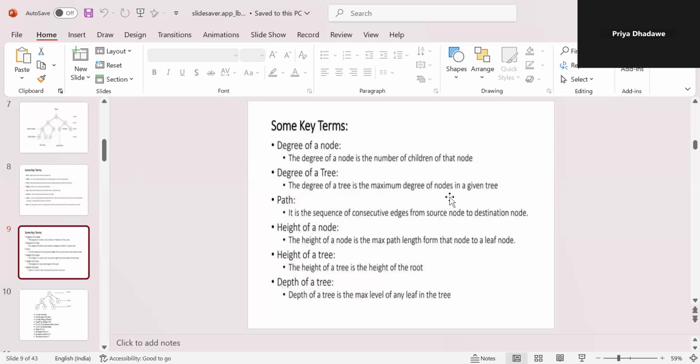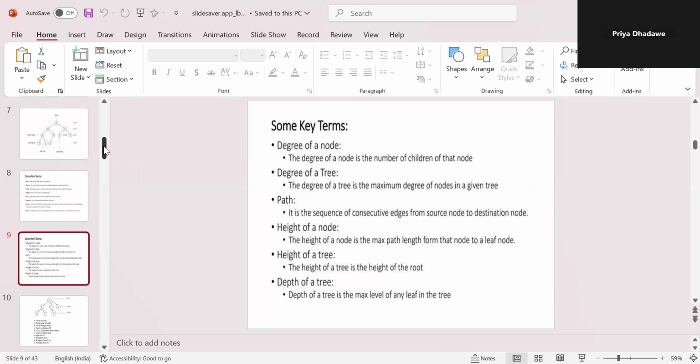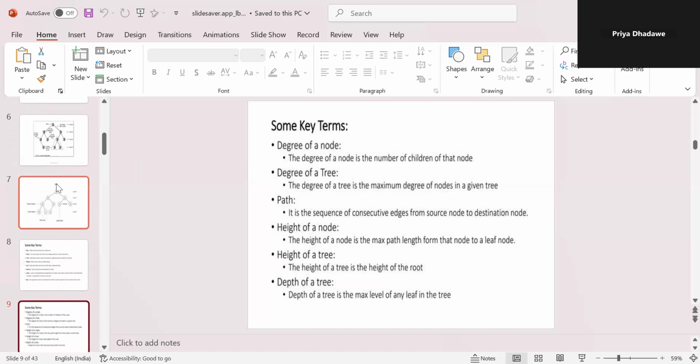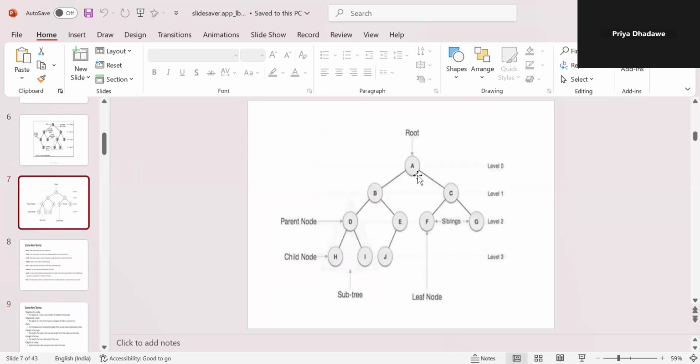Okay. Then degree. Degree of a node is the number of children it has. Over here we can see A node has two child nodes. So the degree of A node is 2, right? Over here we can see that E node has only one child node. So the degree of E node is 1. Whereas H, I, J, these nodes have no child node. These have 0 child nodes. So the degree is 0.